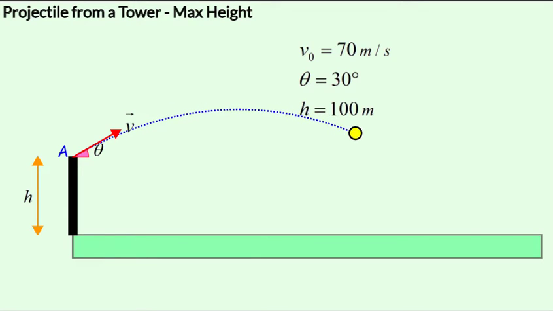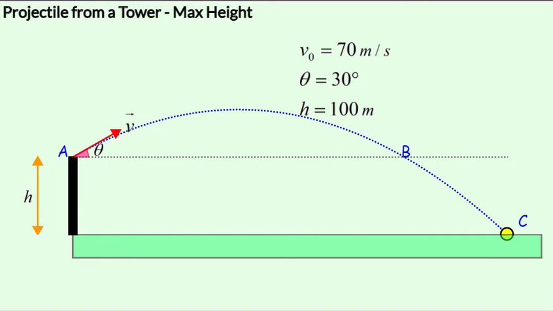We continue with the same problem, but in this lesson, let's find the maximum height to which the projectile rises as measured from the ground. We can divide the trajectory into two parts, from A to B, where B is at the same horizontal level as A, and from B to C.